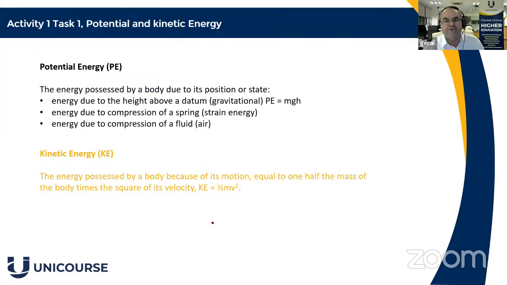Moving forward, we'll discuss potential and kinetic energy. First of all, potential energy, and there are three common types. The energy possessed by a body due to its position or state, that's the formal definition of potential energy. The one we're probably more familiar with is energy due to a height above a datum. So that's gravitational. That potential energy is defined by mass times g times the height above the datum point.